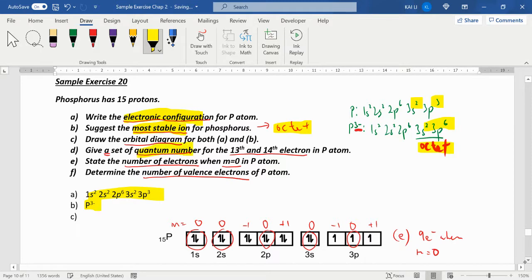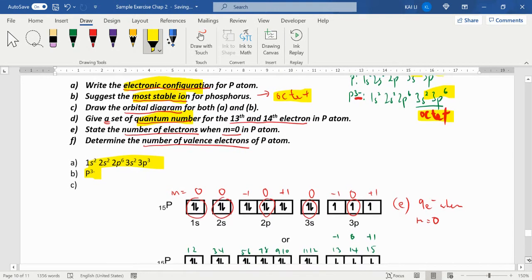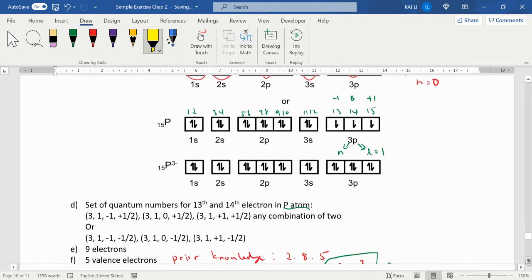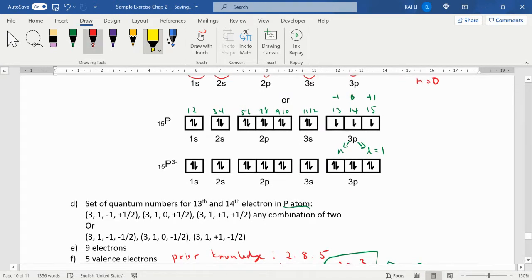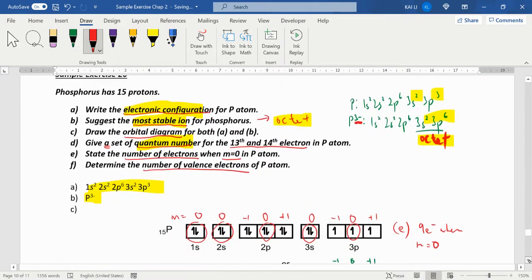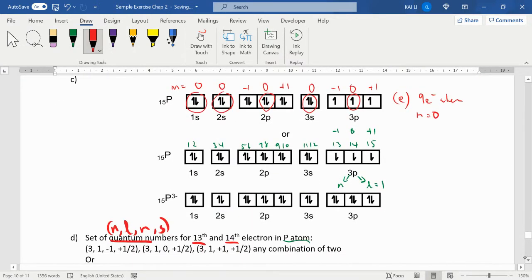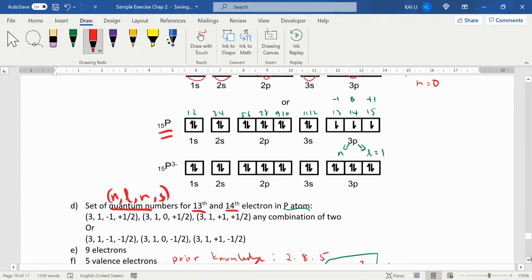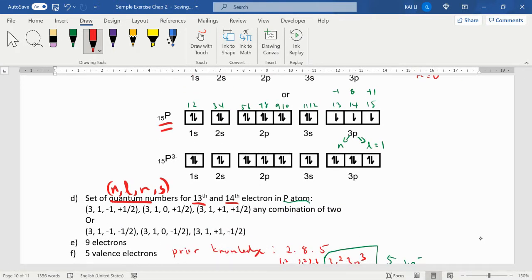Okay, quantum number. Let's look at D first. Quantum number, remember it is n, l, m, s. Then for the 13 and 14 electrons in P atom, as you can see here, I have labeled the electrons, how to fill them in, and then write the n, l, m, s.